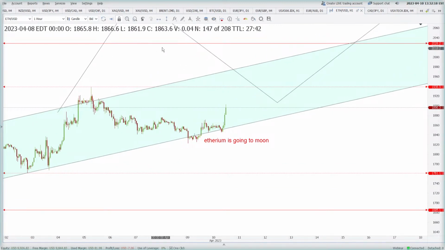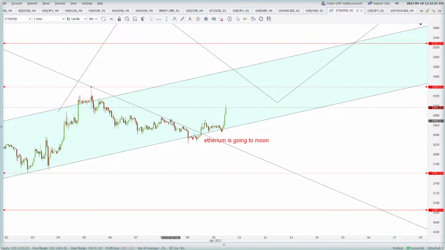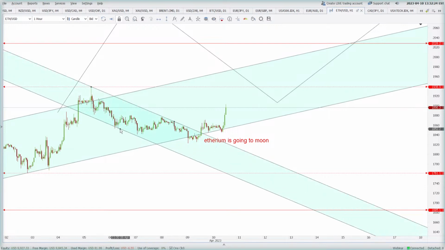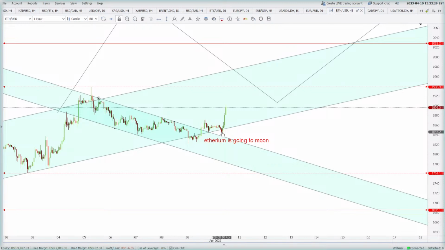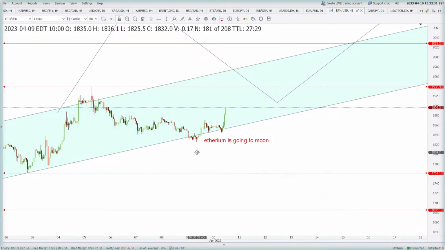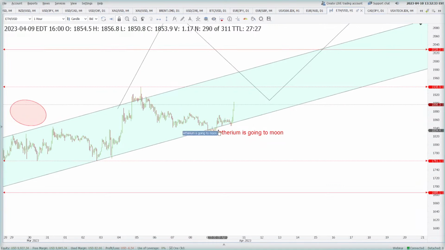Is it okay? Now what has happened, if you see carefully, is that the channel first breaks, and then the channel starts acting as a support. Okay, then the channel starts acting as a support. You see, so I'll remove this also. So now you know that the price is headed north.